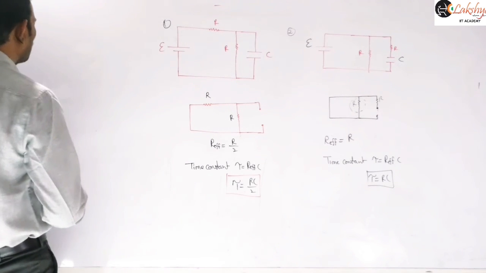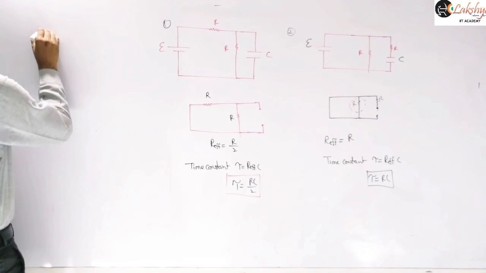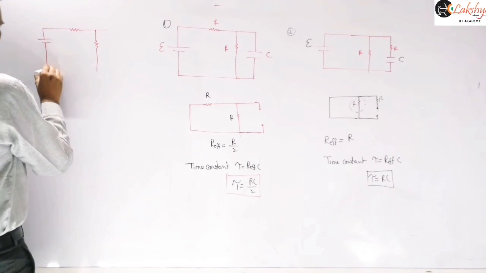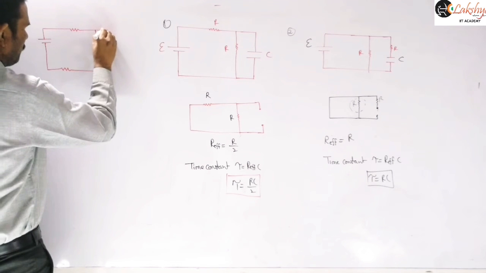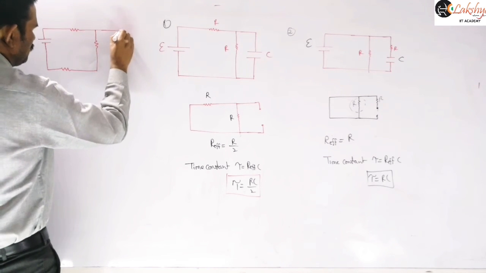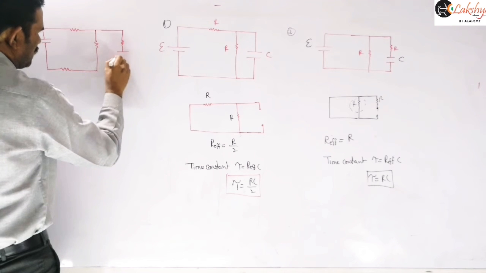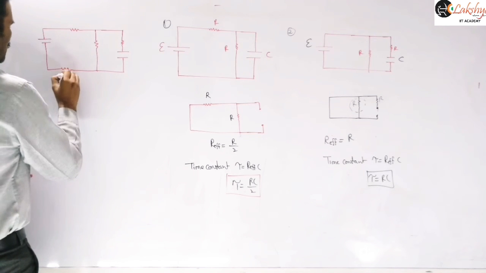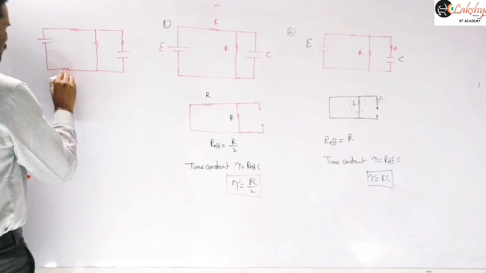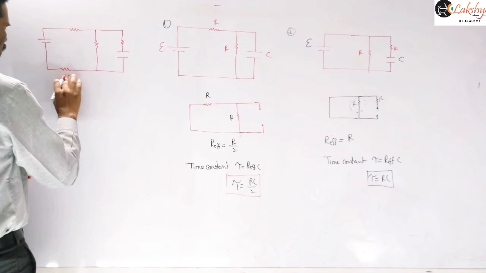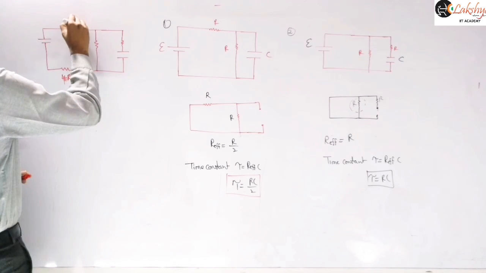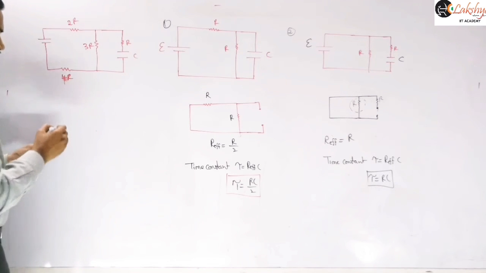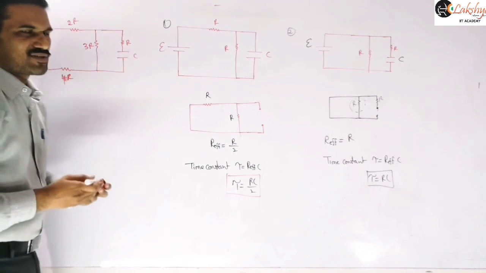Suppose now let us take another circuit. Suppose this is the circuit that I am taking here. So this is 4R, this is 2R, and this is 3R, and this is R, and this is the capacitance. So we need to find the time constant of the circuit here.